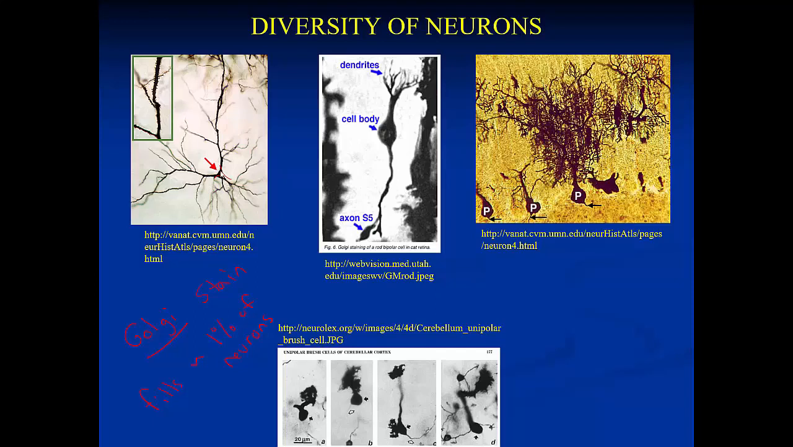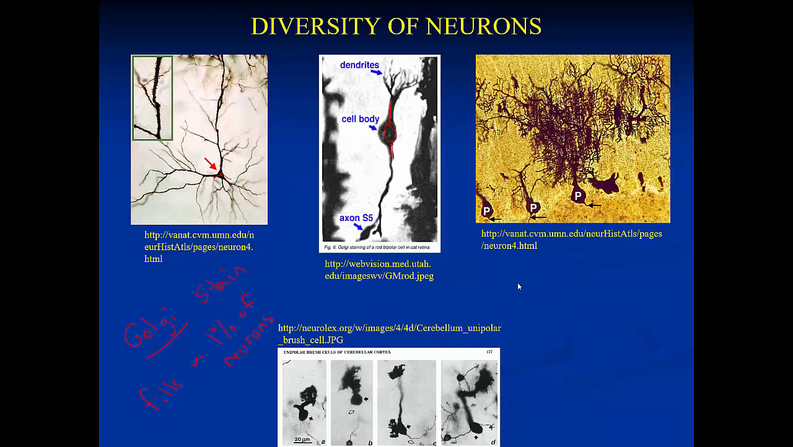Now this one has many different processes coming off of it. It's very different than this one. Here's the soma, the cell body. Here there's only two processes coming off of it. This is going to lead to the most basic classification of neurons. We're going to have neurons where we have one, two, or many processes. Basically you look at the cell body and you count the number of things coming off of it.